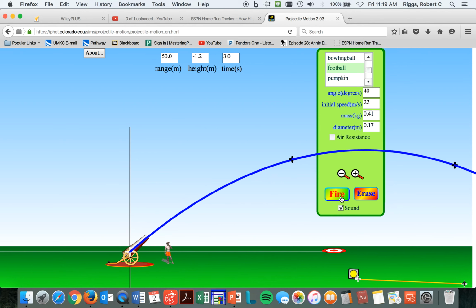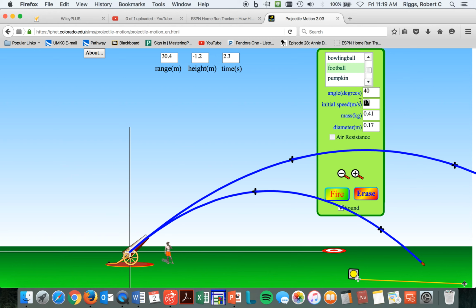Whoa! Come back, Shane. Oh, the range, it went 50 meters. It went 50 meters. Am I sure that's okay? I mean, let's try 17. Sorry, I wanted to see. So we should get, yeah, okay. So it said it went 50 meters.